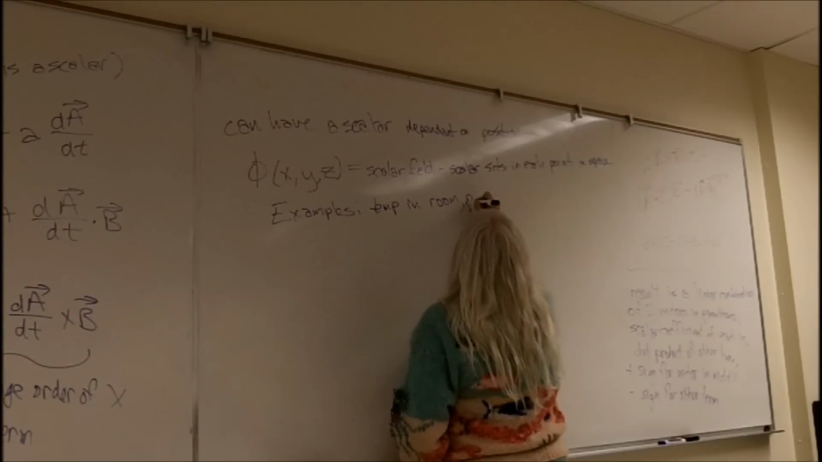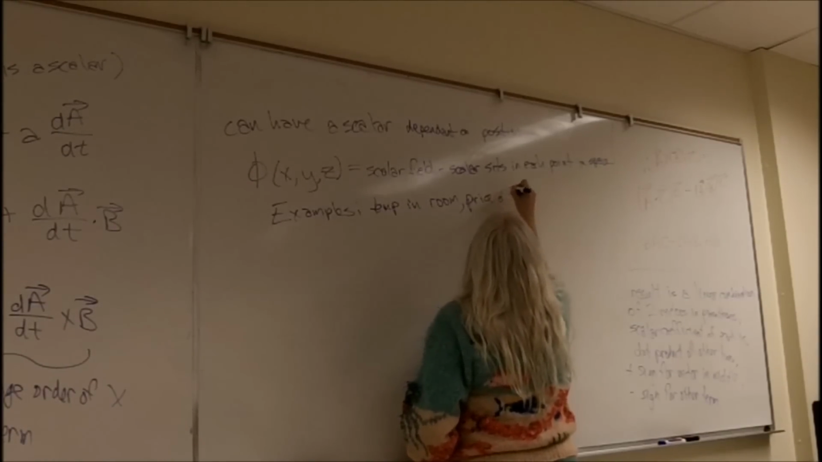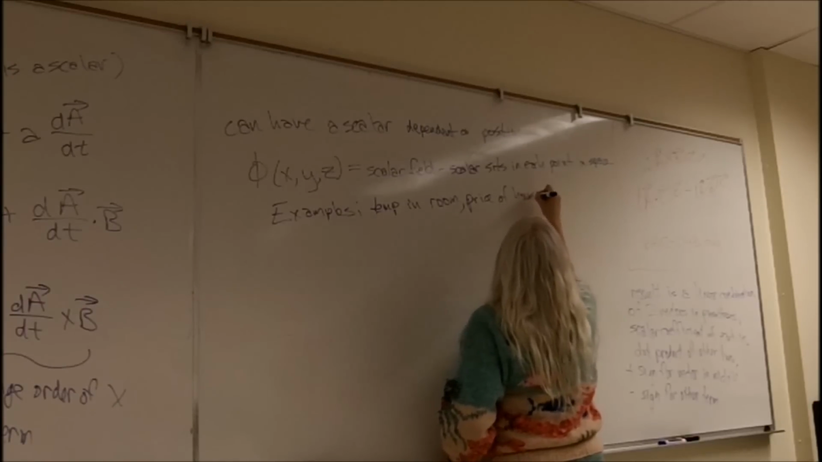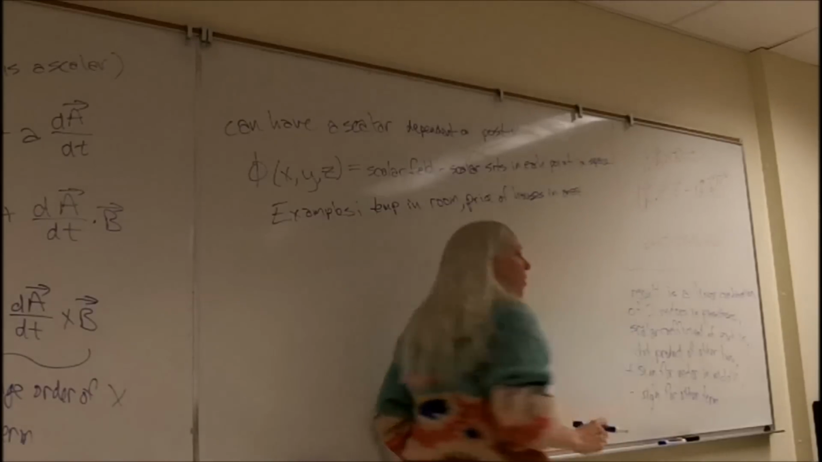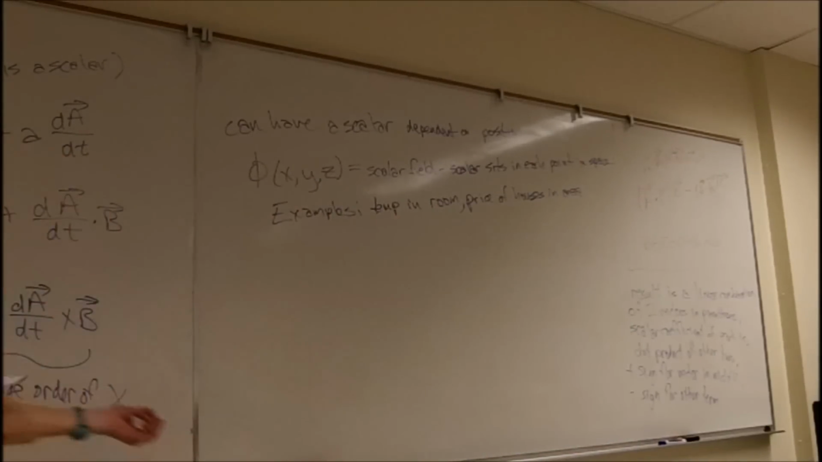you could imagine also something like the price of houses in an area. Right, at each location in an area where there's a house, there is a number sitting at that location that tells you the price of that house. Right? And so it's some function that changes as a function of position. So those are examples of scalar fields.